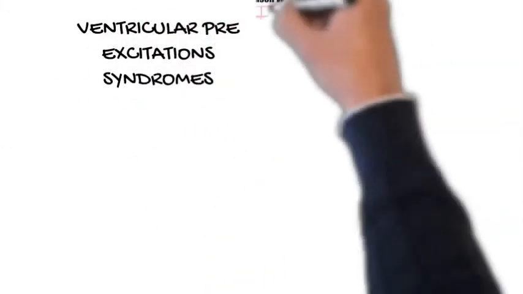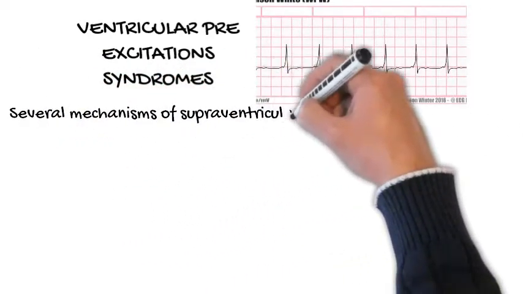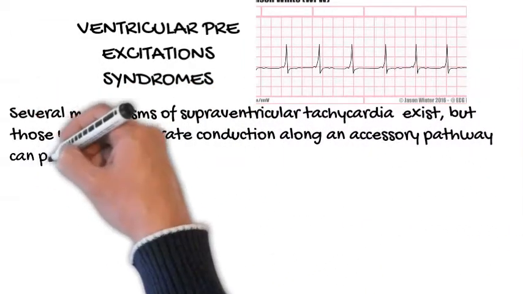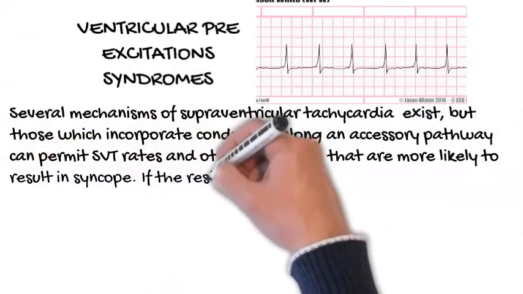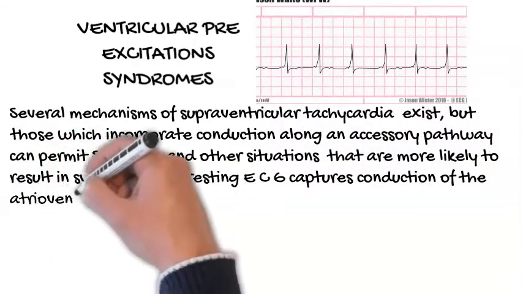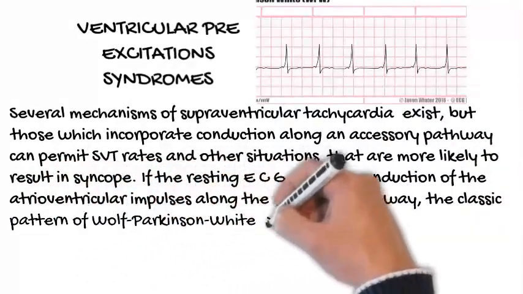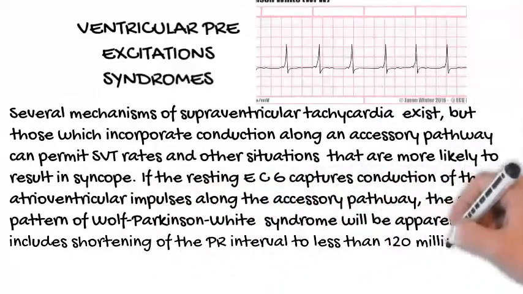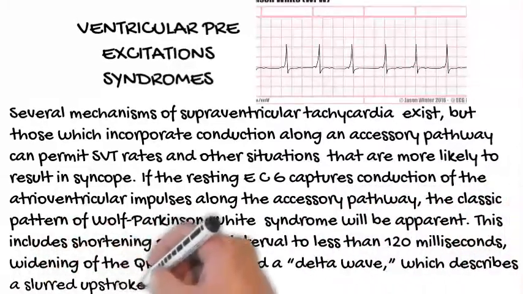Ventricular pre-excitation syndromes. Several mechanisms of supraventricular tachycardia exist, but those which incorporate conduction along an accessory pathway can permit SVT rates and other situations that are more likely to result in syncope. If the resting ECG captures conduction of the atrioventricular impulses along the accessory pathway, the classic pattern of Wolff-Parkinson-White syndrome will be apparent. This includes shortening of the PR interval to less than 120 milliseconds, widening of the QRS complex, and a delta wave, which describes a slurred upstroke of the initial part of the R wave.